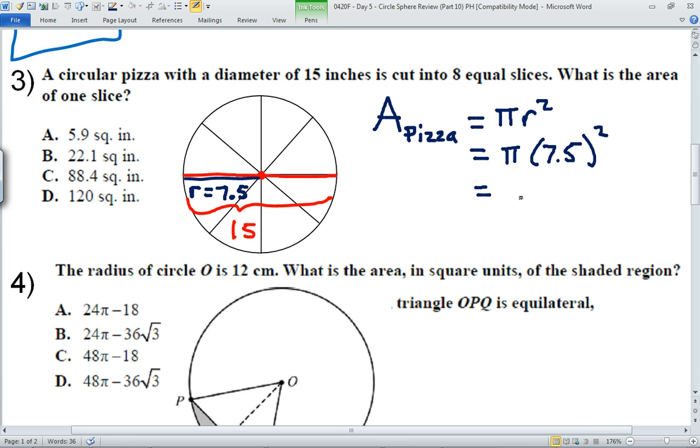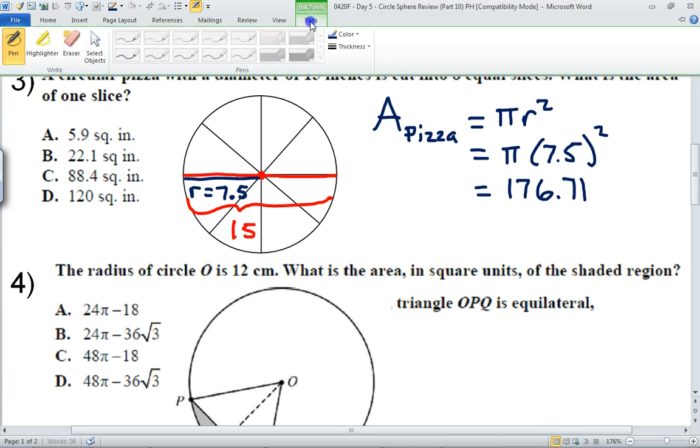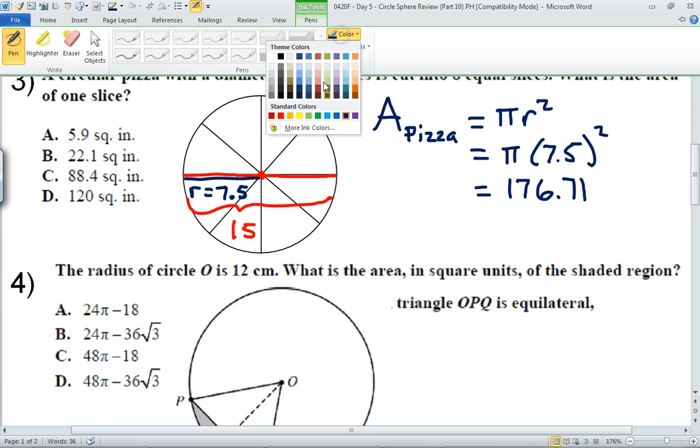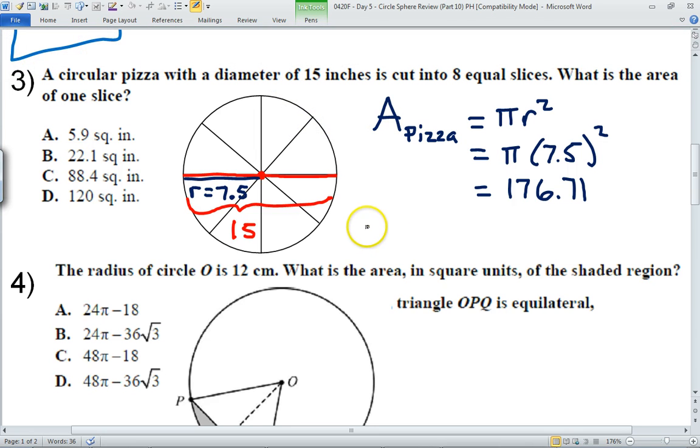Let's just put that in our calculator. So the whole pizza has an area of 176.71 square inches. If that's the area of a whole pizza, what do you think it will take to get the area of a single slice? I need the area of just one slice of pizza.